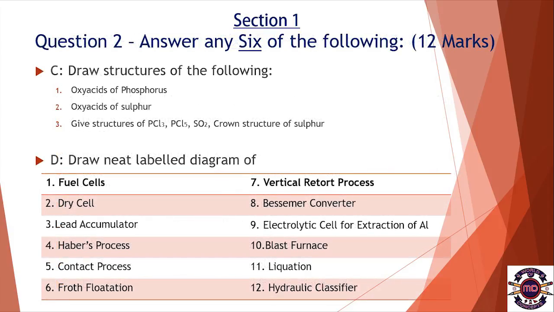The third type of question is directly asked from exclusively one chapter, and that is P block. Draw structures of the following. The 3 most likely questions would be: question 1, oxyacids of phosphorus; question 2, oxyacids of sulfur; question 3, give structures of PCl3, PCl5, sulfur dioxide, and very important, the crown structure of sulfur.